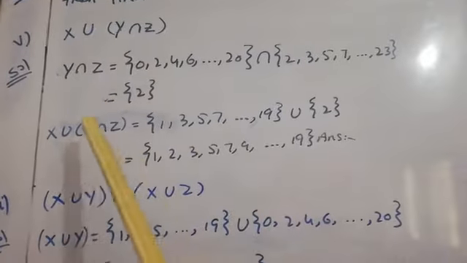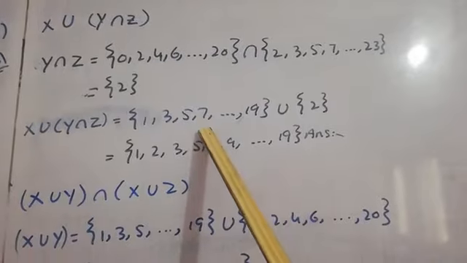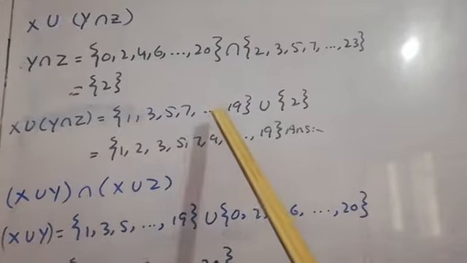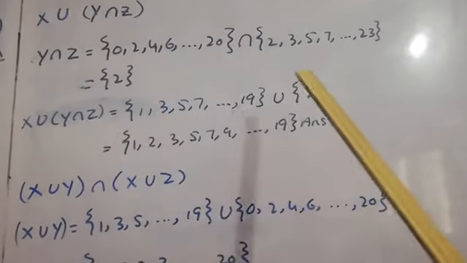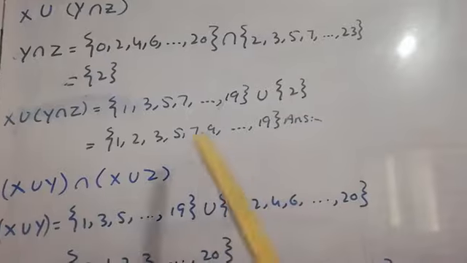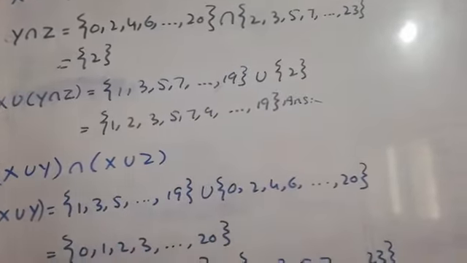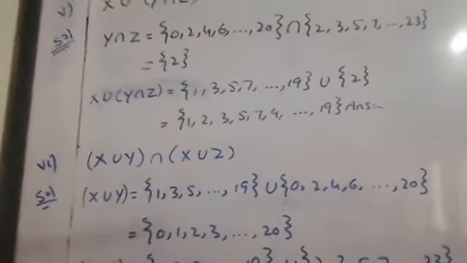Now at the end we will find X union (Y intersection Z). So we will write the elements of set X, which are odd numbers from 1 to 19, and union of the answer, 2. So when we combine these sets together, we will get 1, 2 and 3, 5, 7 up to 19. Only one element is even and all the other elements are odd.